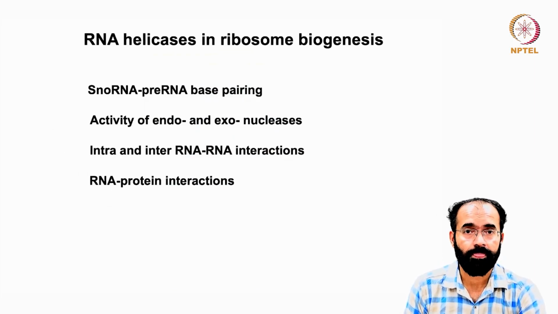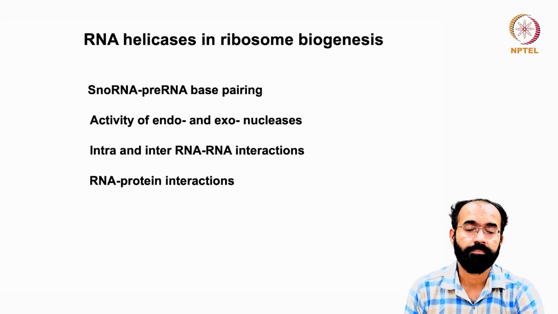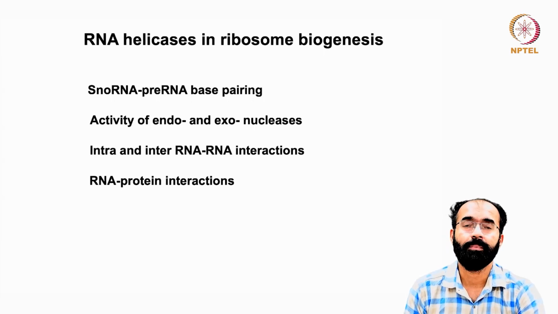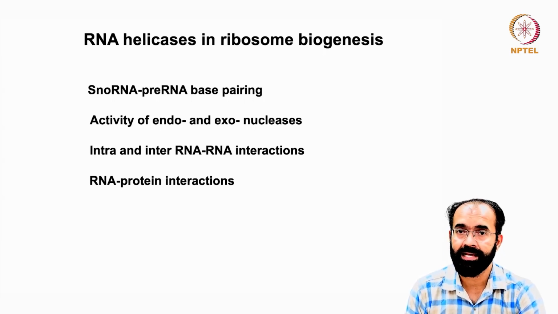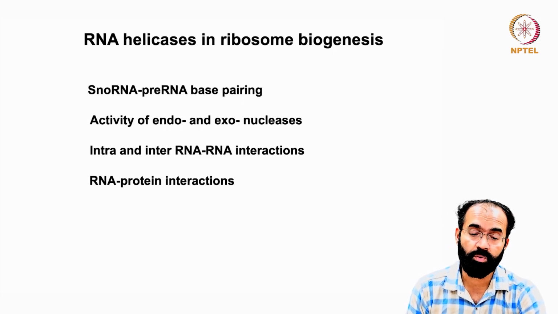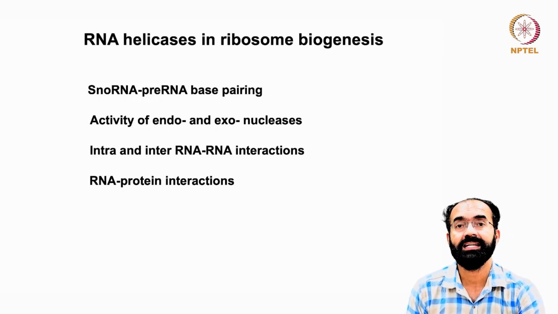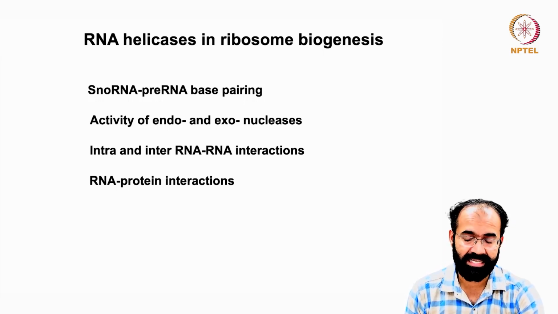And snoRNA and pre-RNA base pairing is the important process which is governed by RNA helicases during ribosome biogenesis, and the activity of endo and exonucleases, because many times the ribosomal RNA requires some trimming, maturation, cleaving, etc. And also intra and inter RNA interactions are also important, and also RNA protein interactions. These are governed during the ribosome biogenesis, mainly done by the RNA helicase enzymes.